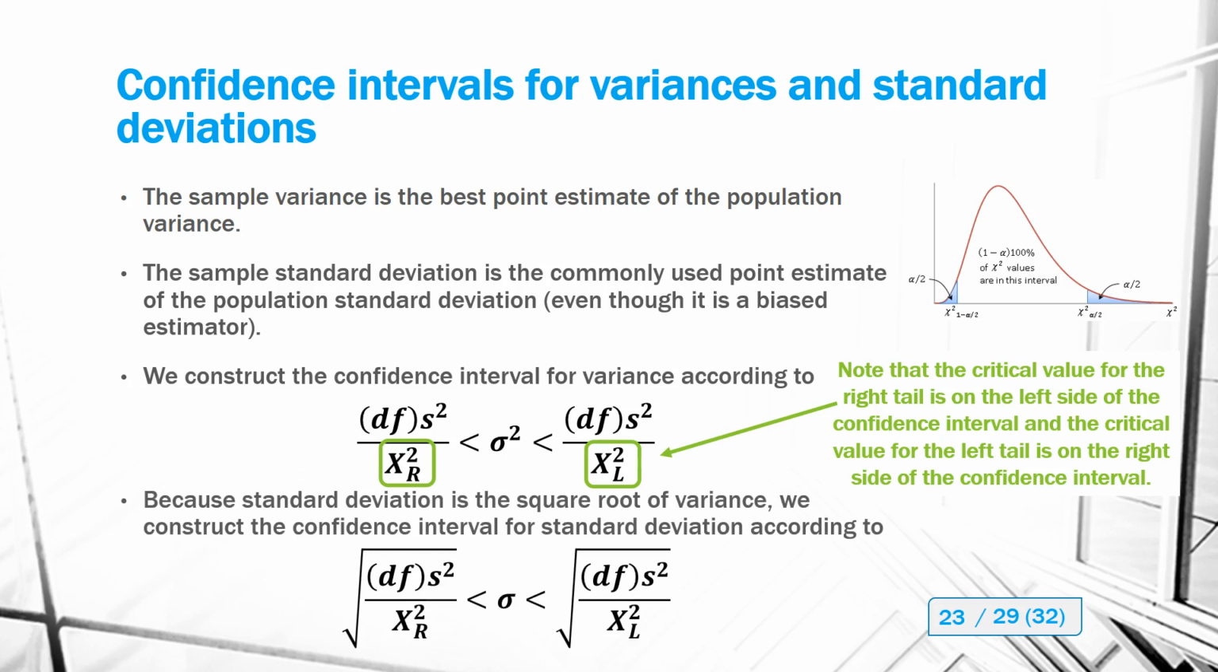Now, because standard deviation is the square root of the variance, we simply construct the confidence interval for standard deviation by constructing the confidence interval for variance, and then we just take the square root of everything. This is a much simpler procedure than trying to go at it an alternative way. So even though the standard deviation is a biased estimator, we use an unbiased estimator of the variance to get us the confidence interval for the variance. So we're pretty solid on that. And then we simply take the square root to get the standard deviation. This is a much simpler procedure than what we might otherwise do.